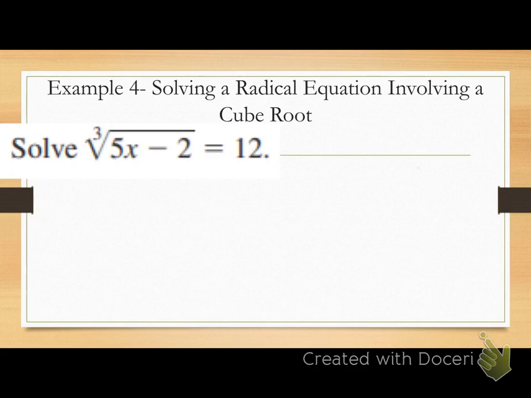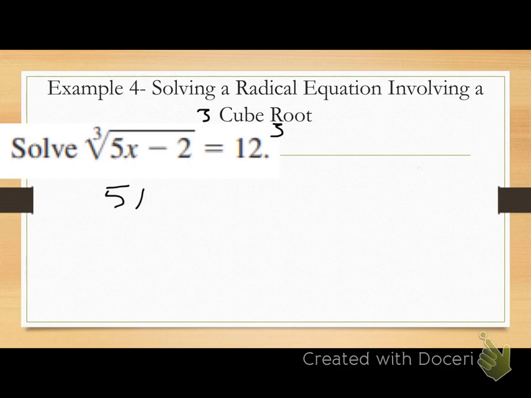Oh no, we don't have a square root. We have a cube root. Solve the cube root of 5x minus 2 equals 12. Anyone have any thoughts on what I could do here? Cube. If I have a cube root, I can just cube both sides, and that'll get rid of my cube root.